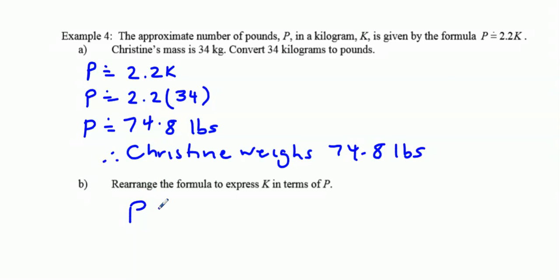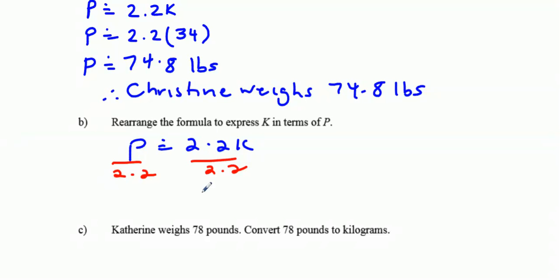Okay, it says rearrange the formula to express K in terms of P. So we've got P equals approximately 2.2 K. I'm just going to divide through, of course, by 2.2 there and there. What we do to one side, we do to the other. I'm going to get K equals P over 2.2. So now I have a formula for K in terms of P.